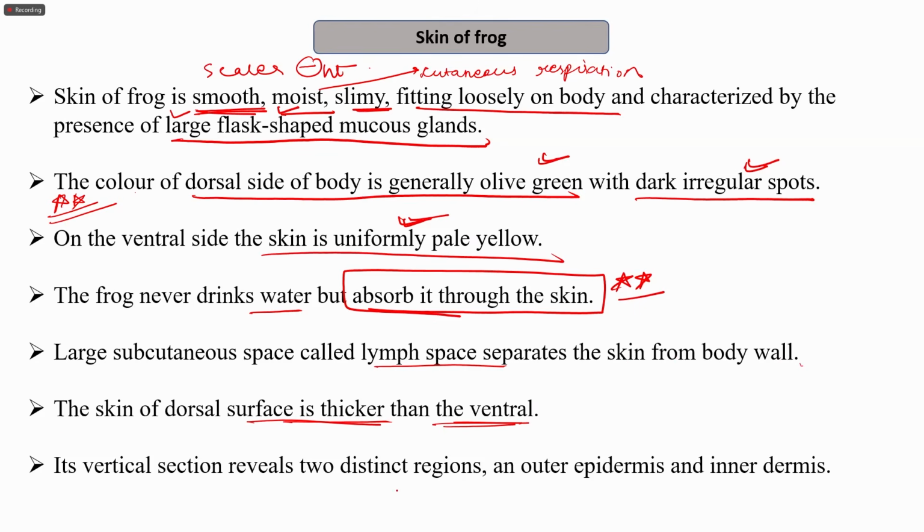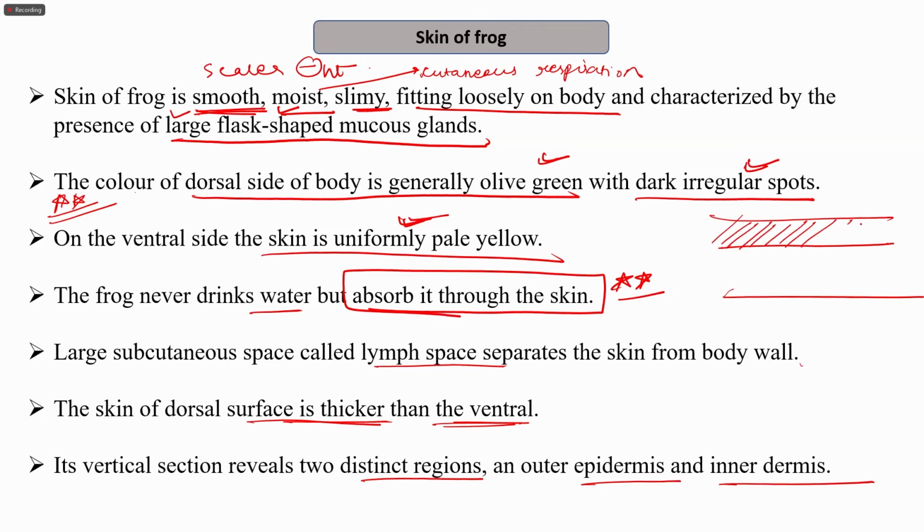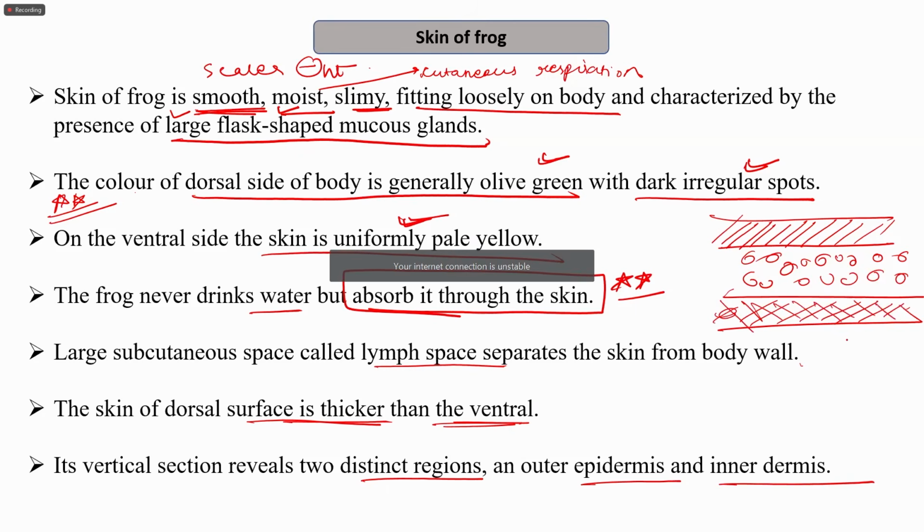The vertical section reveals two distinct regions, an outer epidermis and an inner dermis. If I look at this section, we have an outer epidermis and the inner dermis, which is attached to the subcutaneous area. This is the subcutaneous region. This is the dermis.